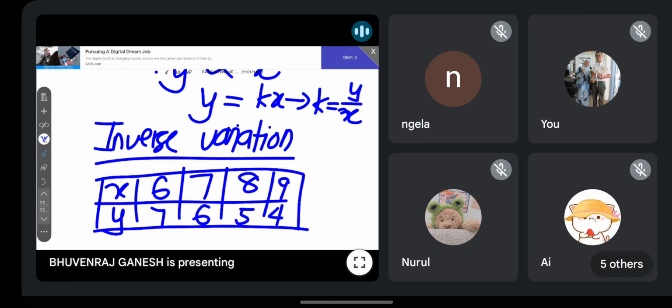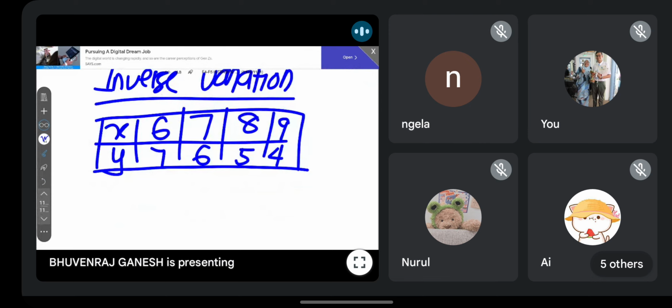Okay guys, does it show inverse variation, this situation? Let's say saya guna rumus ni lah. Y berubah secara songsang dengan X. Y varies inversely as X. Does it show inverse variation? Adakah ini menunjukkan ubahan songsang? Ya atau tidak?